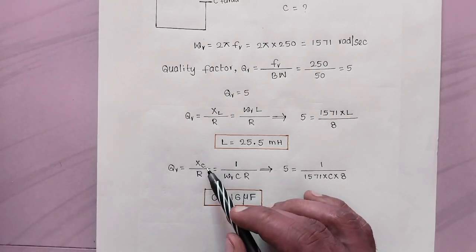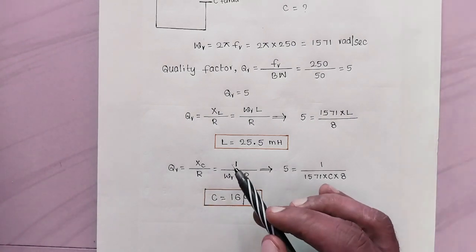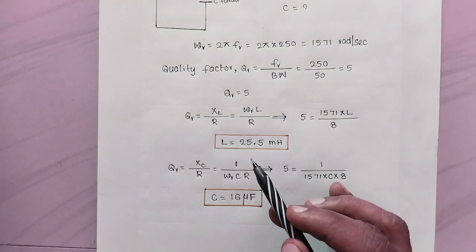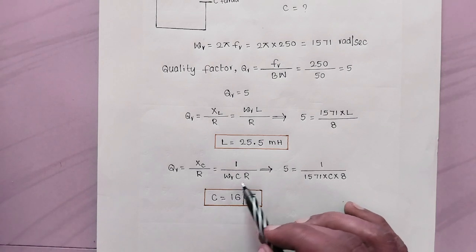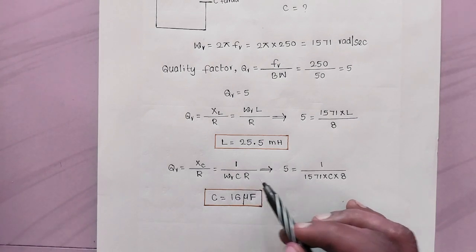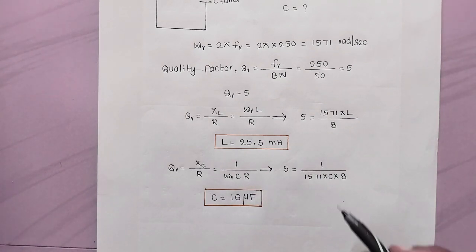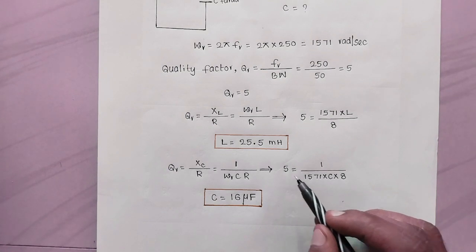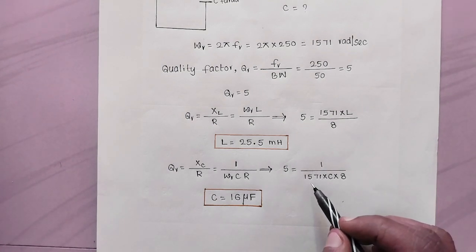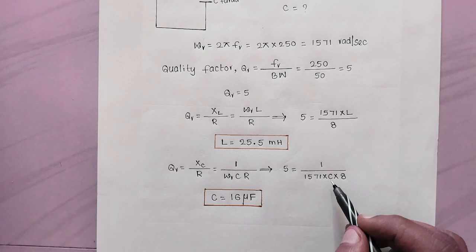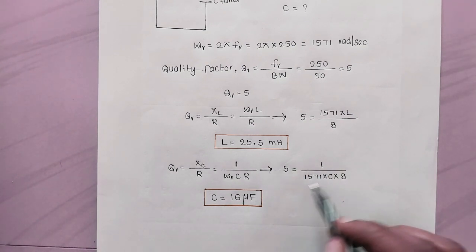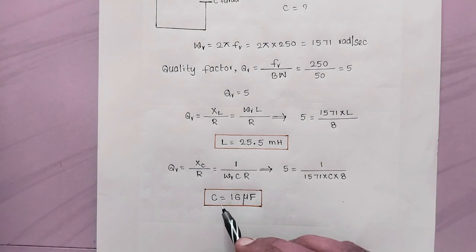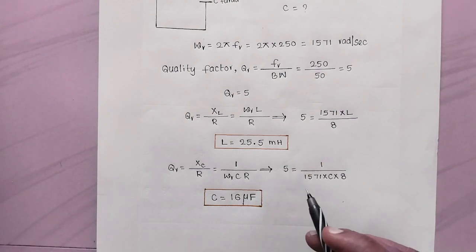Similarly, we know the quality factor at resonance in terms of XC and R, where XC is the reactance offered by the capacitor, which is equal to 1 by omega R C. So if we substitute the values, QR is 5, omega R is 1571, C is unknown, and the value of R is 8 ohms. So from this, if we extract C, we get 16 microfarad.